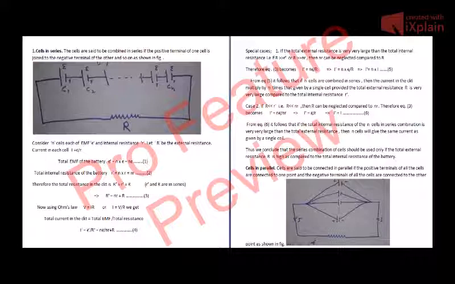Now, as I told you, cells are said to be connected in series if the positive terminal of one cell is connected to the negative terminal of the other. In a parallel combination, cells are said to be joined in parallel if the positive terminals of all the cells are connected to one point and the negative terminals of all the cells are connected to the other point, as you can see from the figure.